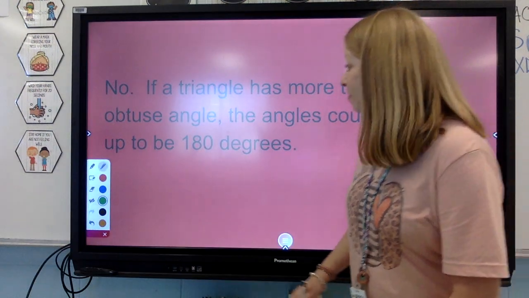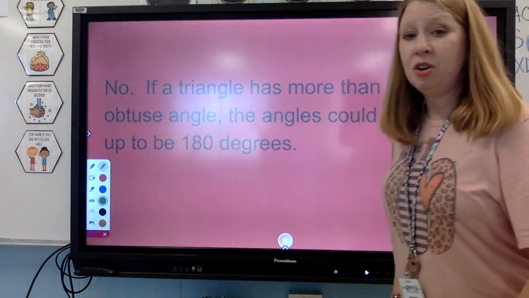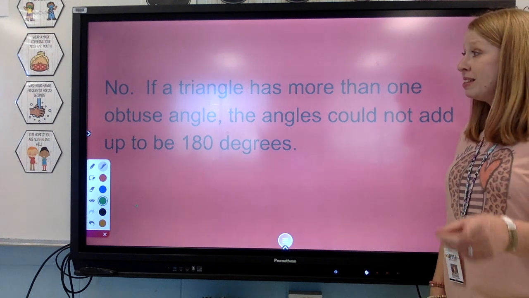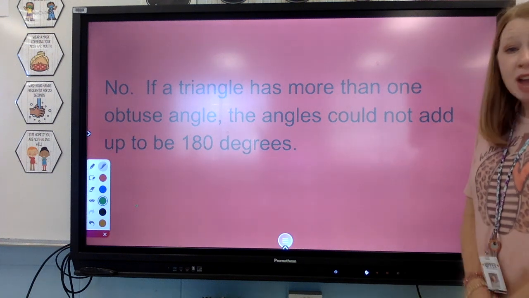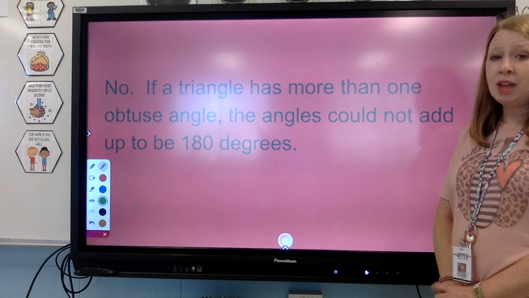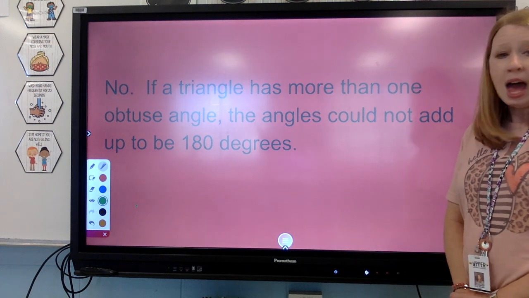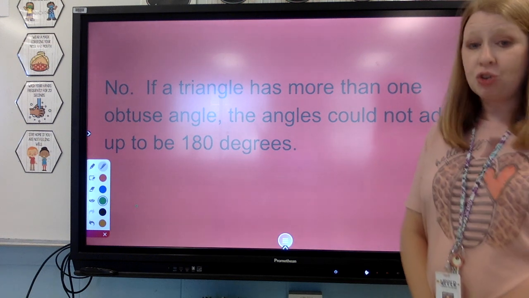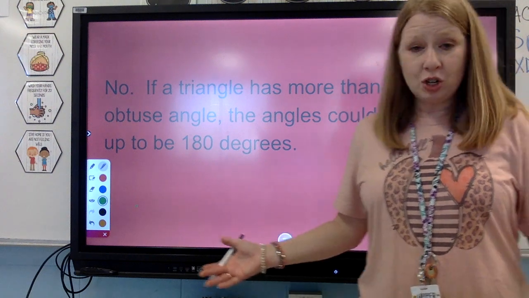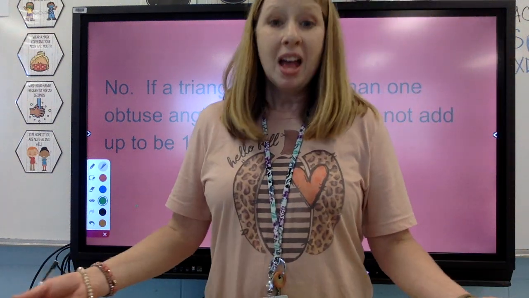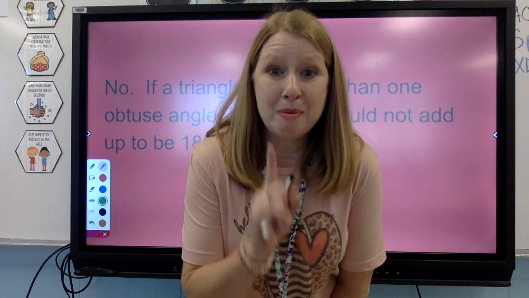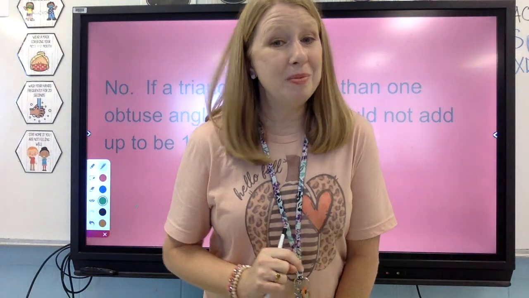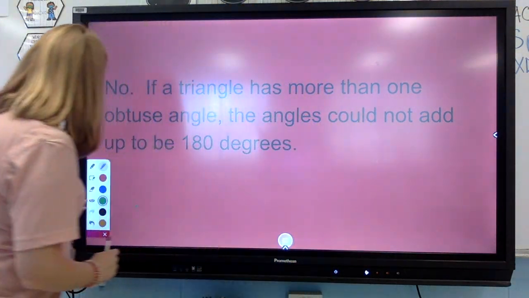I'm glad that you're back. Now, what did your parents tell you? I hope they said no. If a triangle had more than one obtuse angle, the angles would not add up to be 180 degrees. So then I would not have a triangle, okay? So I hope that your parents told you the right answer, or your brothers and sisters.